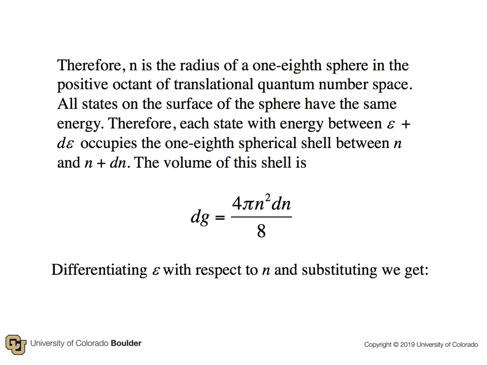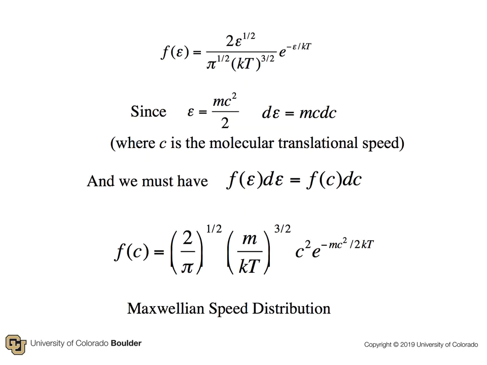And therefore, each state with energy between epsilon and epsilon plus d epsilon occupies a spherical shell of that 1/8 sphere where n is between n and n plus dn, and the volume of that shell, dg, is 4 pi n squared dn over 8. So if you differentiate epsilon with respect to n, then you get this expression, and that is an energy distribution function for translational energy.